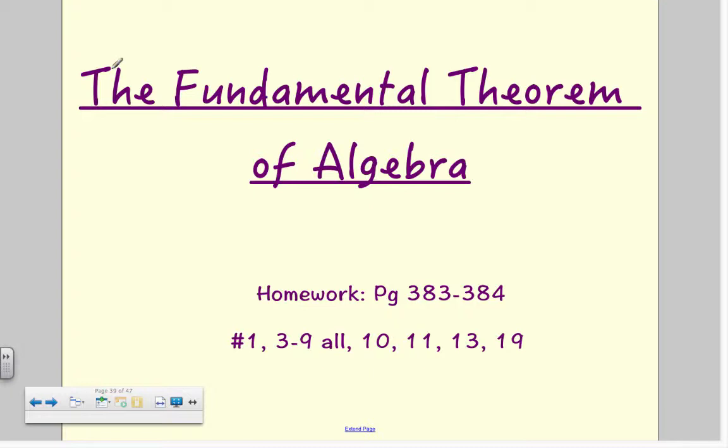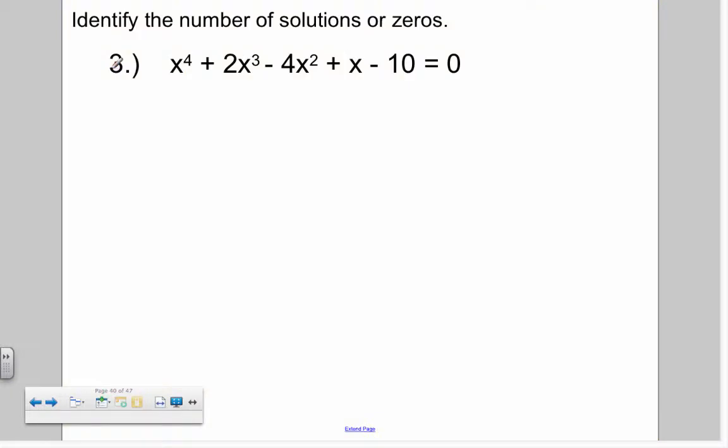I'm going to start by going over problem number 1. Problem number 1 says, identify the number of solutions or zeros. Well, the fundamental theorem of algebra says that if I have a positive power for a polynomial, then the number of zeros is equal to that power. Now, there might be some repeated zeros, but the total number would be equal to that power.